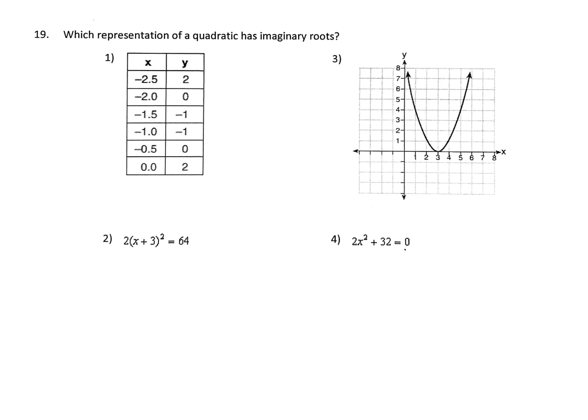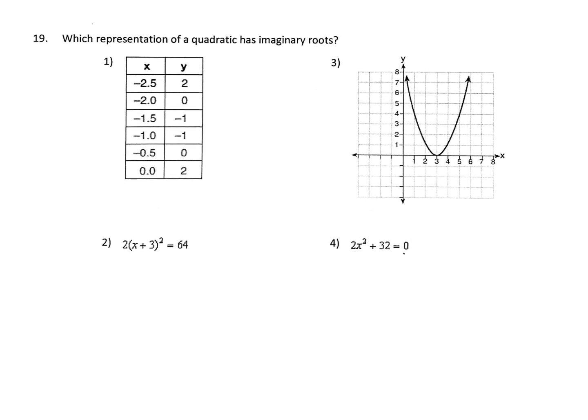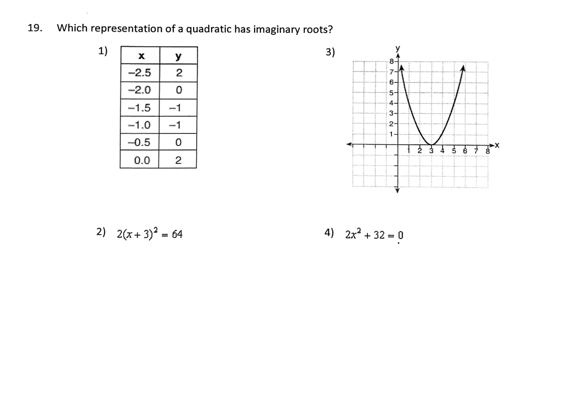Okay, now number 19. It's also asking which representation of a quadratic has imaginary roots. Now, looking at the picture in choice 3, this is intersecting the x-axis, and it has a repeated root. The factor that would correspond with this would be x minus 3, and because it's bouncing off the x-axis, we would put a square on it. But either way, this has a real root of positive 3 because it's intersecting there. So choice 3 is not our answer.